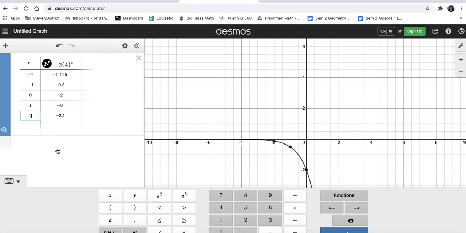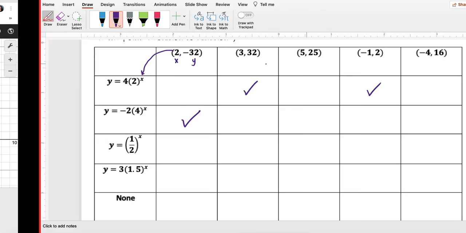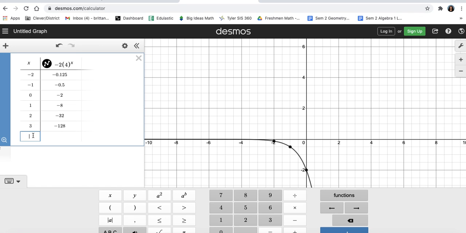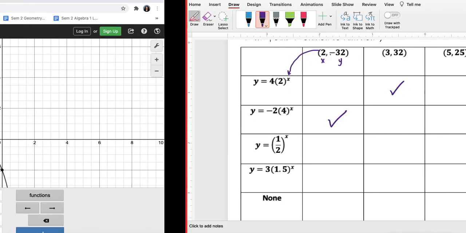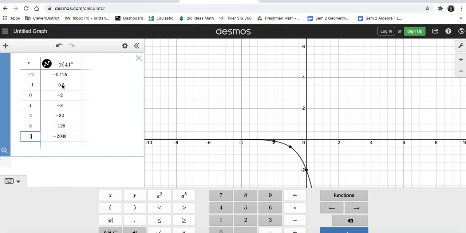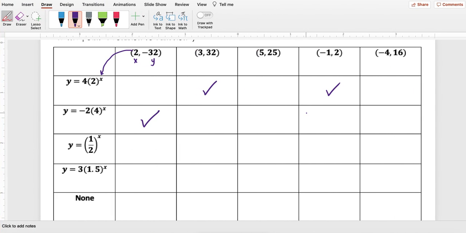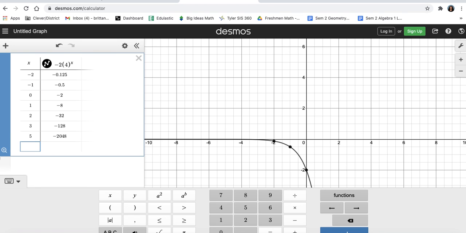Okay, now I'm going to look for 3, 32. I'm going to click on a new line, click 3, and that's not 32, so that's not a point. Okay, look for 5, 25. Click on the next row, click on 5. Nope, that gives me negative 2048, so 5, 25 is not a point or solution. Negative 1, 2: when I go to negative 1, the y value is not 2, so that's not a point. And then negative 4, 16, and that is also not a point.